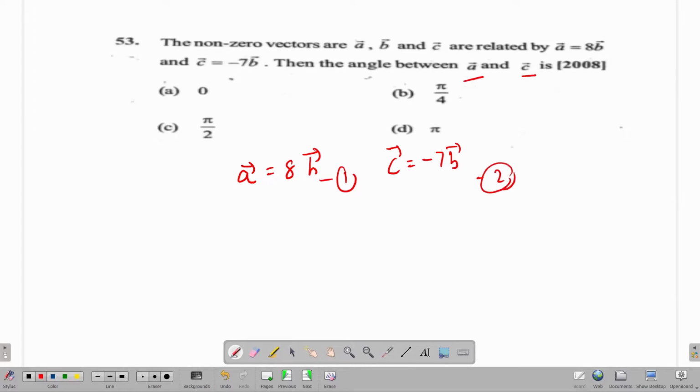So what I do, from equation 2, I get B is equal to minus C upon 7, and just put this value in equation 1.